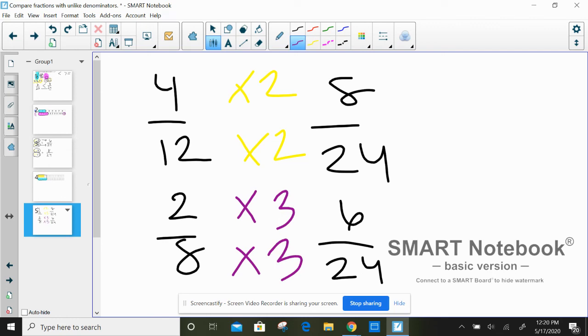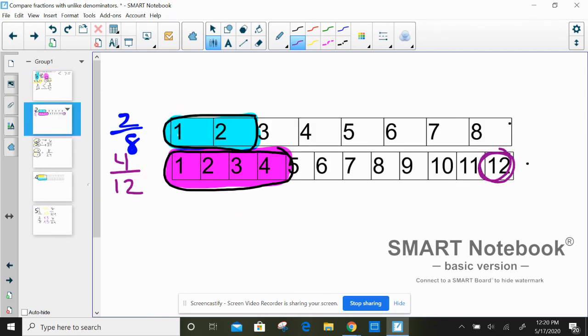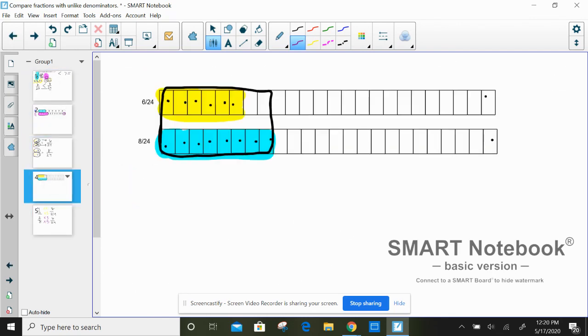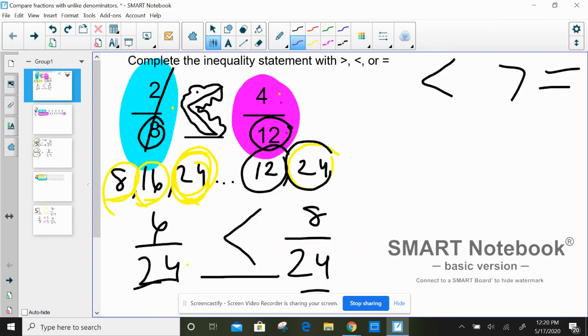Okay, guys, I know that was a lot today, but feel free to rewatch the video if you need to. Try to remember to do 2 different strategies. Here we did a visual model, and then we created common denominators with our 24s. Okay? If you have any more questions, ask your teachers or leave me a note in the comments.